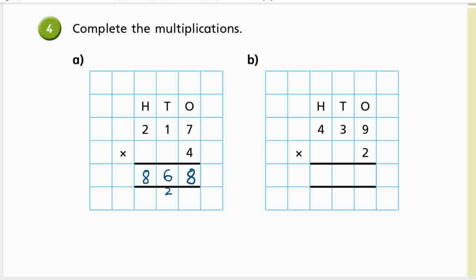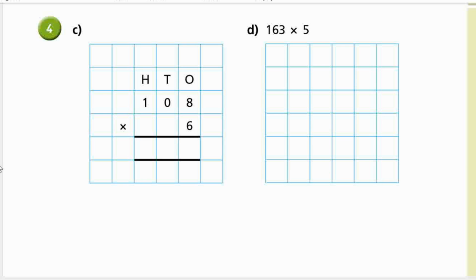2 times 9. 9 plus 9. 18. 2 times 3. 6 plus 1 is 7. 2 times 4. 8. And there we have our answer. Okay. So we did those quite quickly.